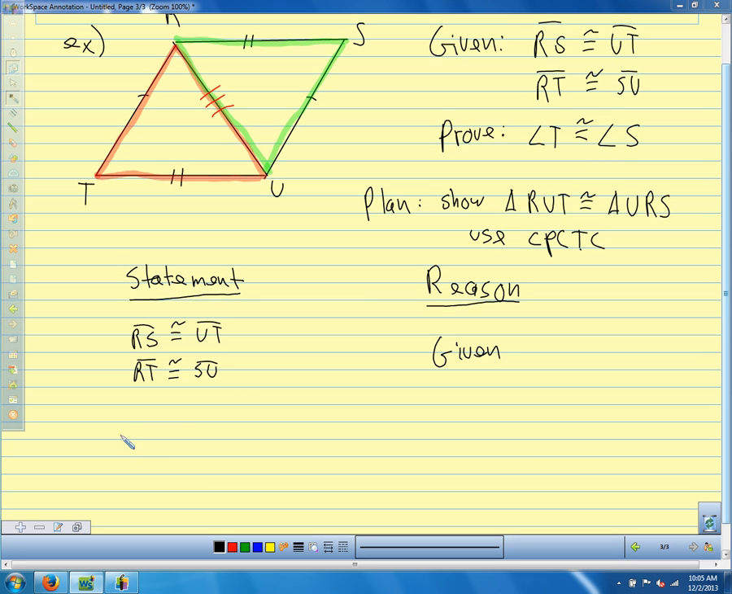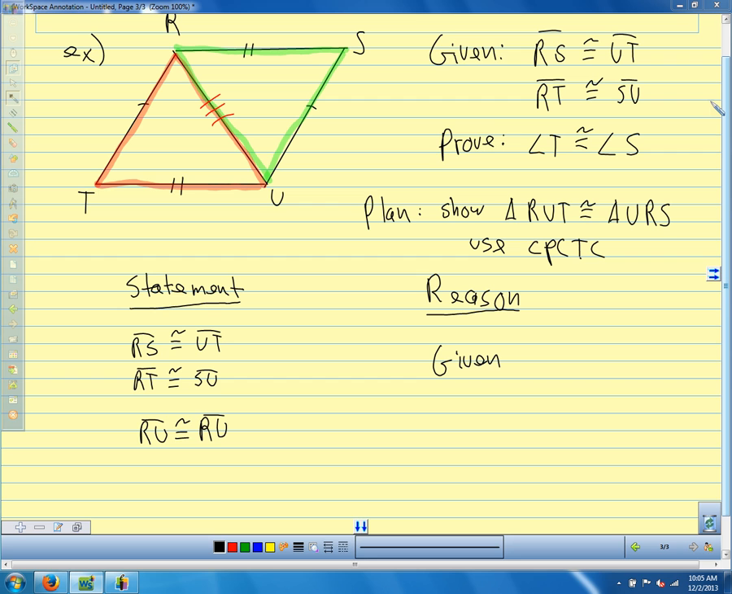And Sam says that segment RU is congruent to segment RU. Do you remember what that reason is called? When something's congruent to itself. Not transitive, it's related to transitive. Reflexive. A couple of people said it, reflexive. So that's a reflexive property.